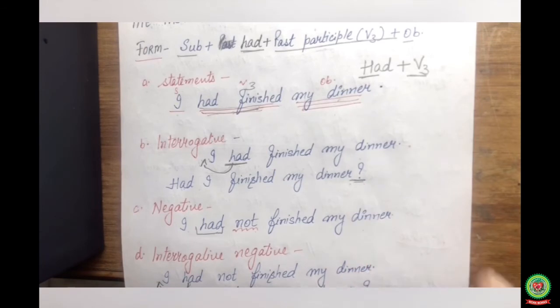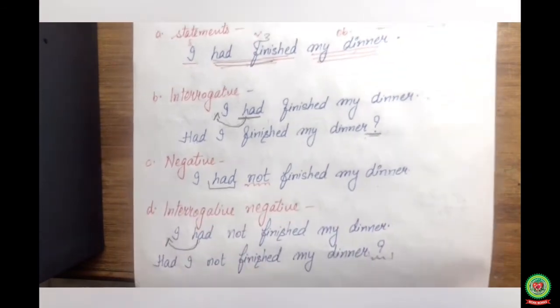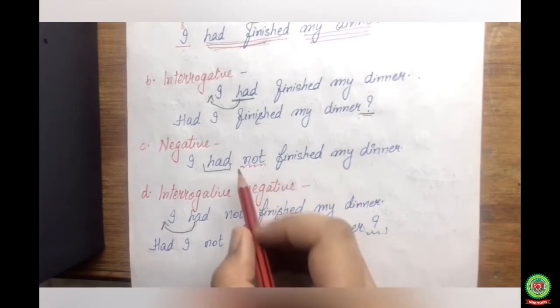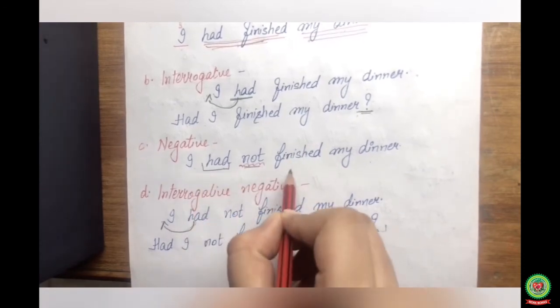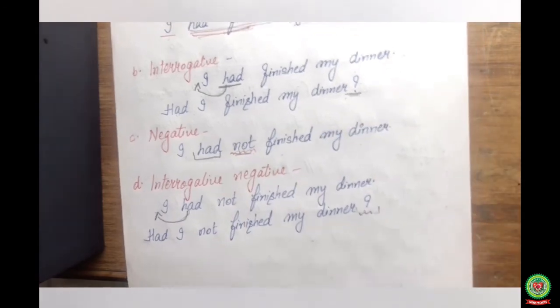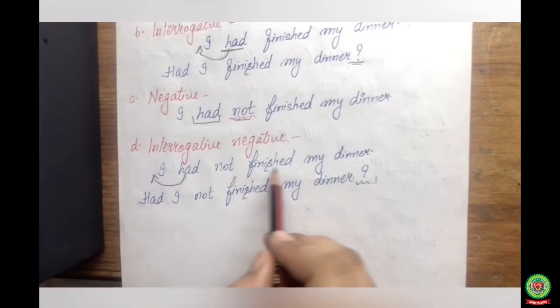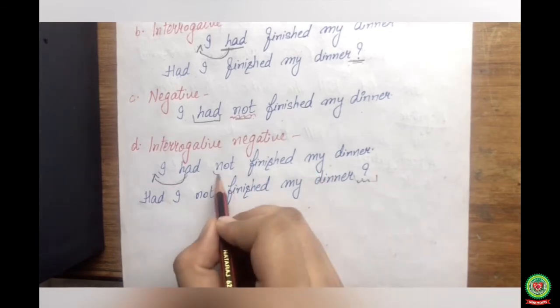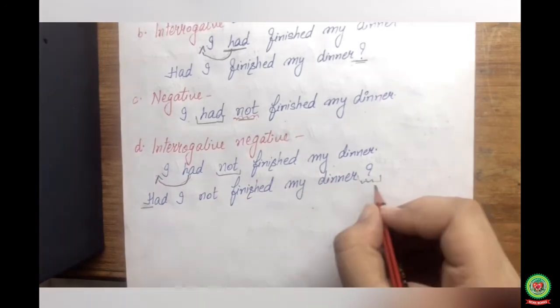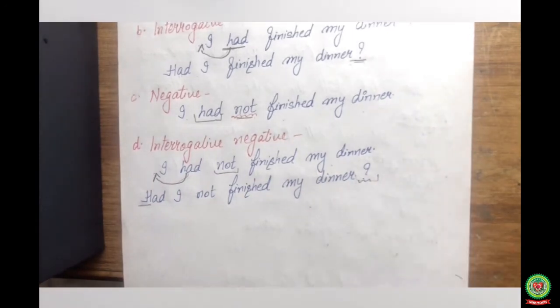Question mark. Next, negative is also very easy. You just have to add not there. I had finished my work. We will be adding not. So our answer will be negative: I had not finished my dinner. Your interrogative negative: I had not finished my dinner. Not will remain there. Your had will come out with your first letter capital and at last a question mark. So this is very easy. Past perfect is very easy as we are already given a helping verb here.